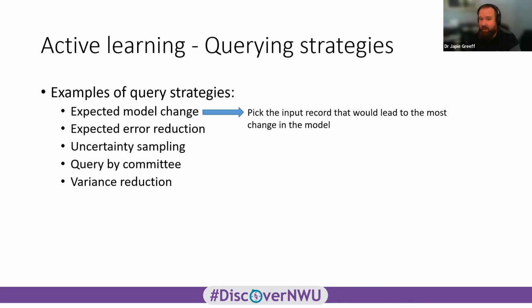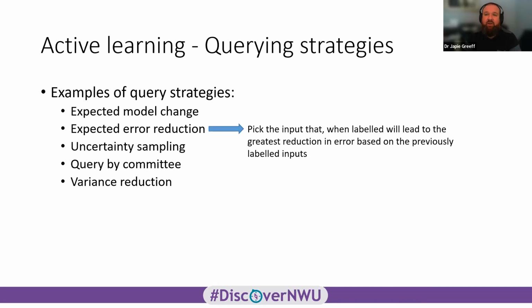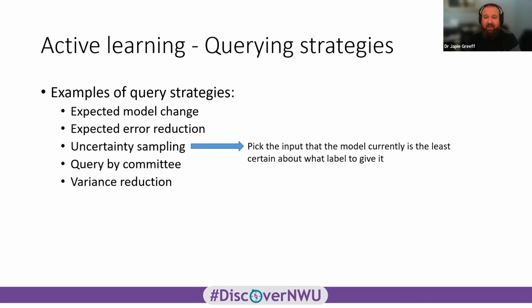Another way of looking at this is saying that a prediction is only as good as its error. So the higher the error, the less accurate the prediction is. So if we look at the error of all of the records we've got so far, and we pick inputs that minimize that error for everything we've got so far, then we're using expected error reduction as our querying strategy. Okay. The next one is called uncertainty sampling. So here we're going to pick the input that our current model is the least certain about what label to give. Okay. So instead of reinforcing those things that it already knows, you try and find those areas in the data that it doesn't have enough knowledge on yet, and try and bolster that information.